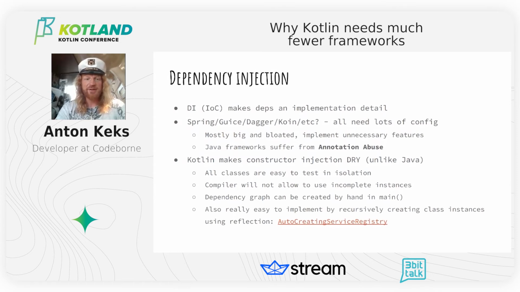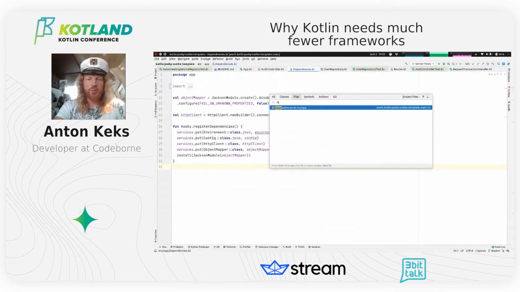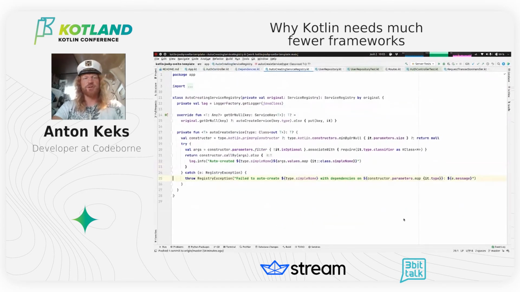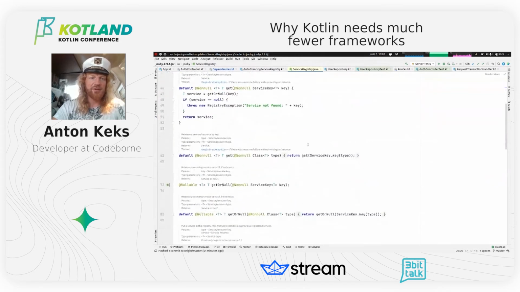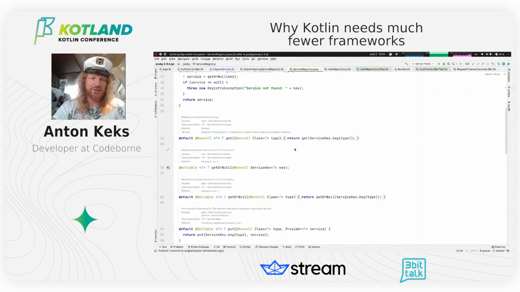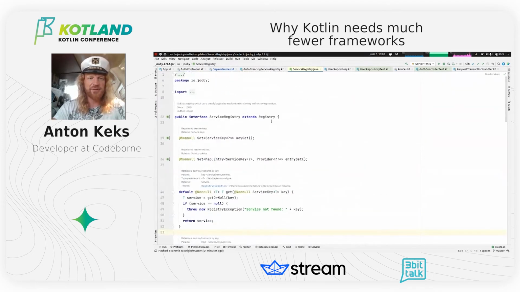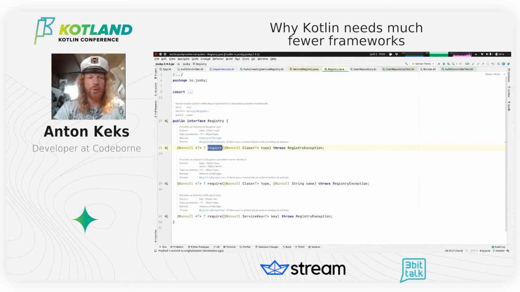As I've shown, the dependency graph can be created manually, but it's also pretty easy to create it automatically and recursively. That's why I have written this auto-creating service registry. Service registry is something that Jooby already provides. It's nothing really fancy, it's basically a map. You can see that Jooby itself is written in Java. But it's basically a map where you can ask it for instances. I think the most important method here is require. You tell it, I require a user repository, and it will provide you an instance.